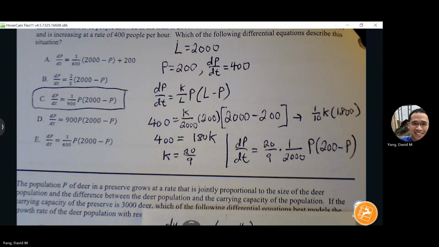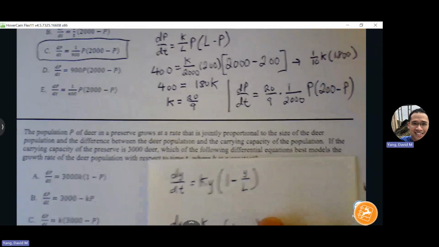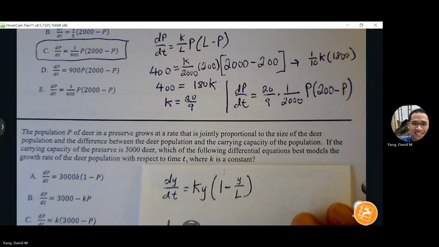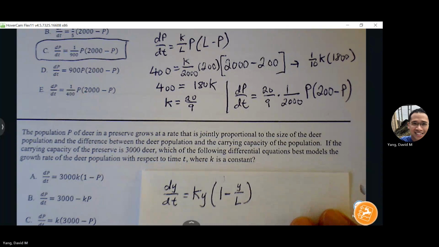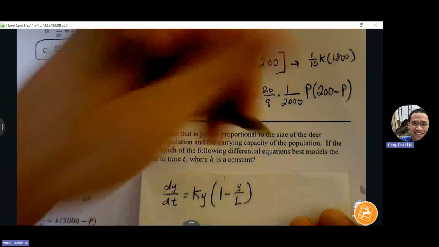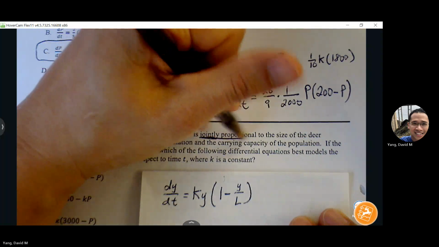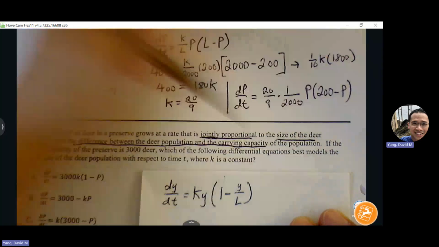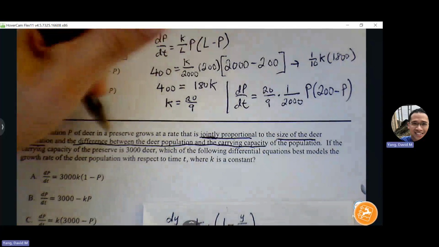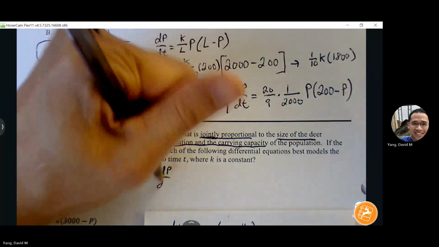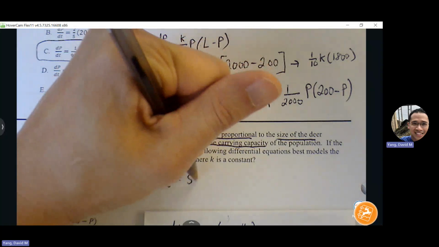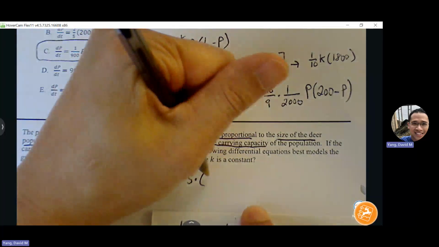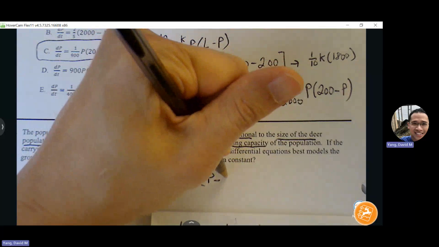Okay, number 7. The population P of deer in a preserve grows at a rate that is jointly proportional. So we know it's going to be the product of two things here: the size of the deer population and the difference between the deer population and carrying capacity. So the growth rate, dP/dt, is jointly proportional to the size times the difference between deer population and carrying capacity. So P minus L.